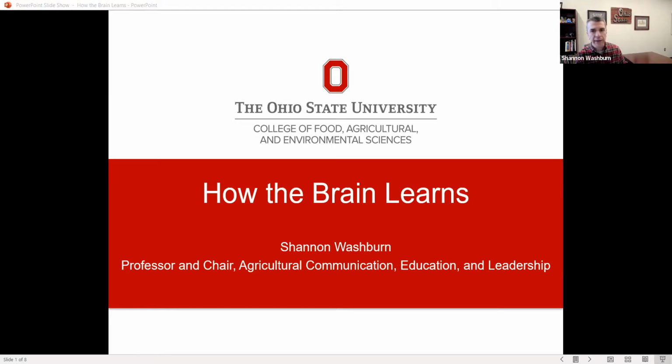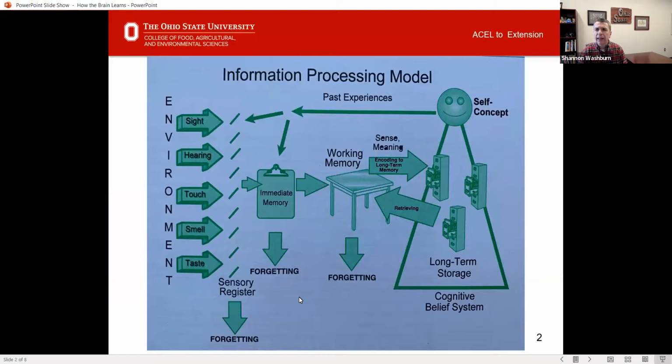But I want to begin this conversation with an image from the text that I think is a really helpful way to think about how we process information. And I know in other sessions that I've shared with you, I've asked the question, what is learning? And very often the response comes back to some sort of exchange of information, right? Learning doesn't happen in the absence of information.